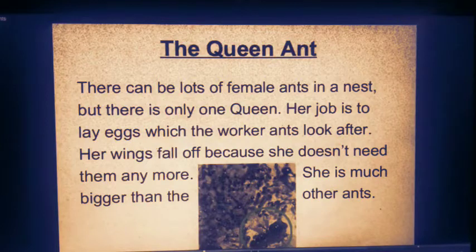The queen ant. There can be lot of female ants in a nest, but there is only one queen. Her job is to lay eggs, which the worker ants will look after. Her wings fall off because she does not need them anymore. She is much bigger than the other ants. You can see it in the slide.